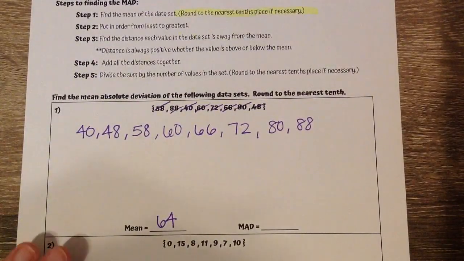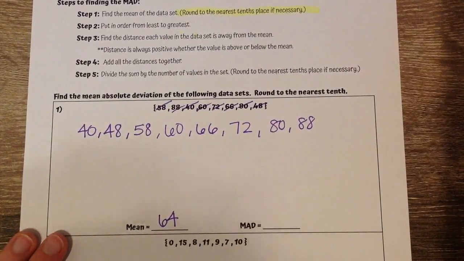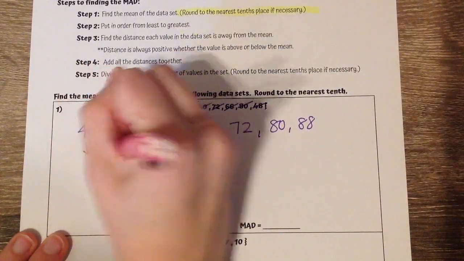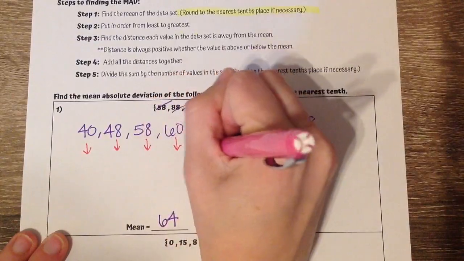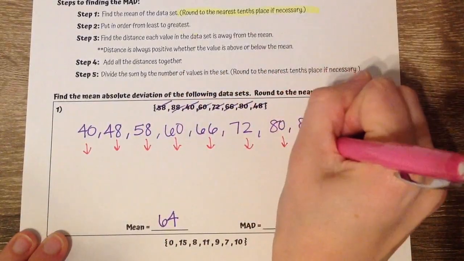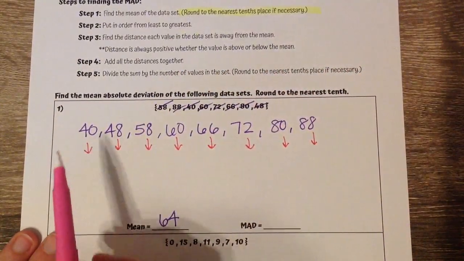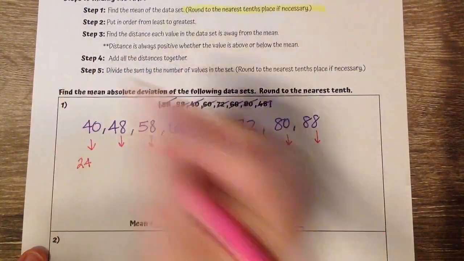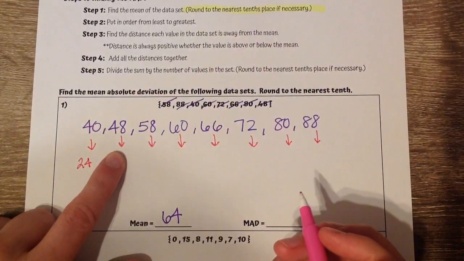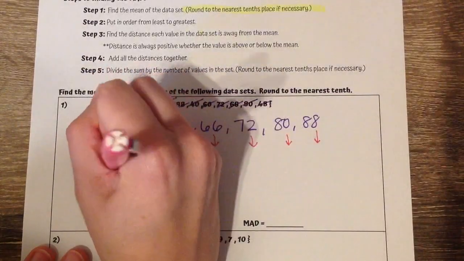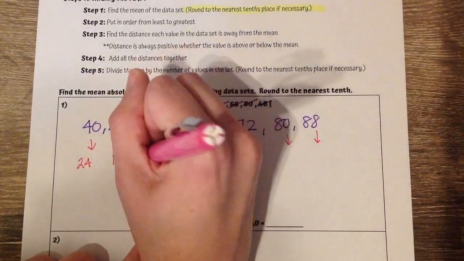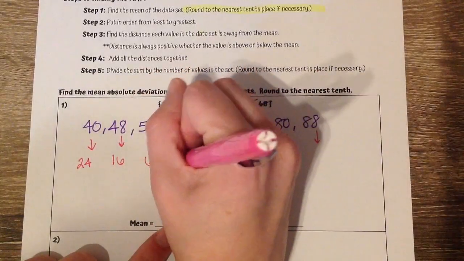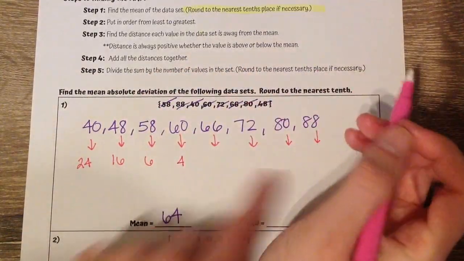All right, next step is we are going to calculate how far these are away from the mean. So I'm just going to draw little arrows down from each. And you can use a calculator if you need to, or do it in your head. 64 minus 40 is 24. 64 minus 48 is 16. 64 minus 58 is 6. 60 is 4 away. And now we're going in the opposite direction.